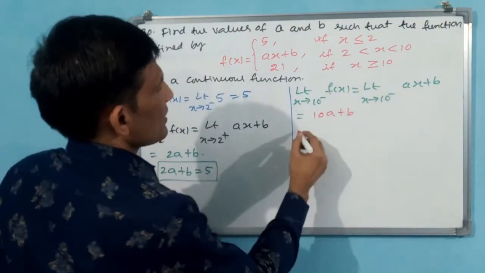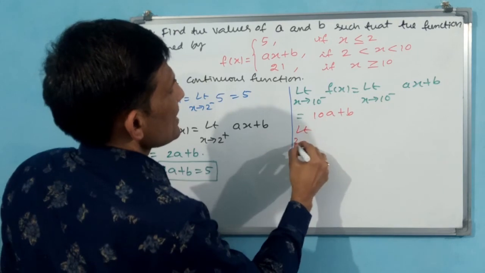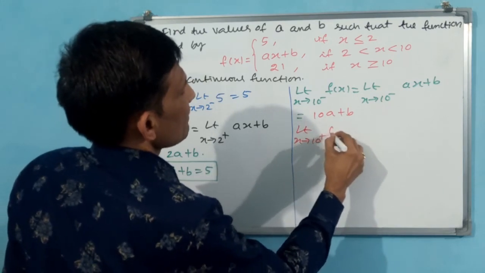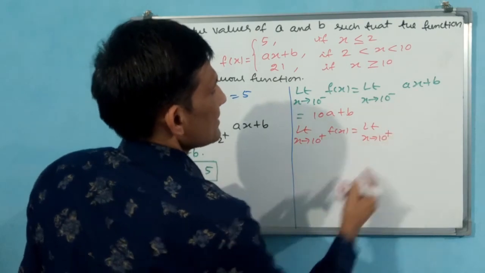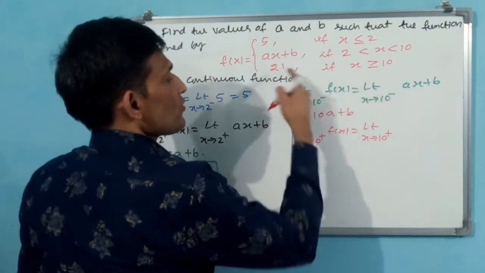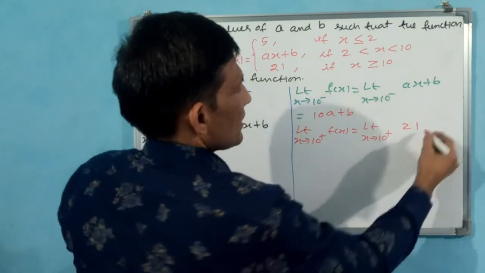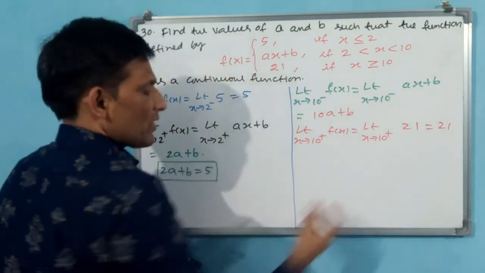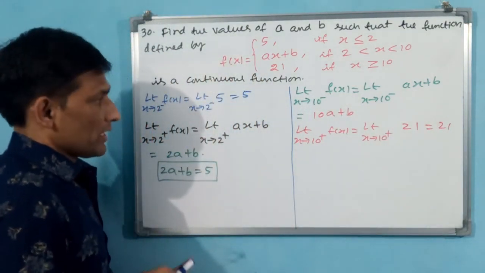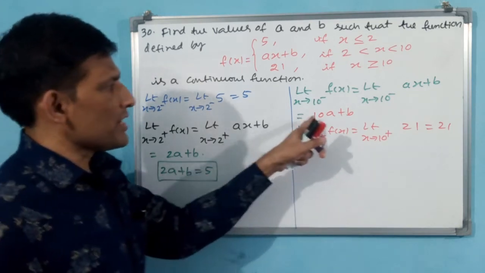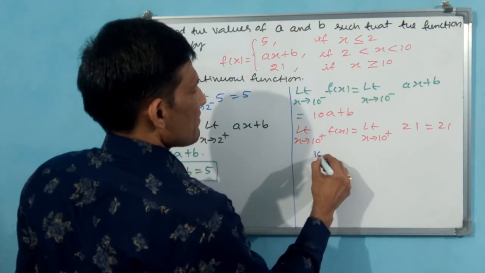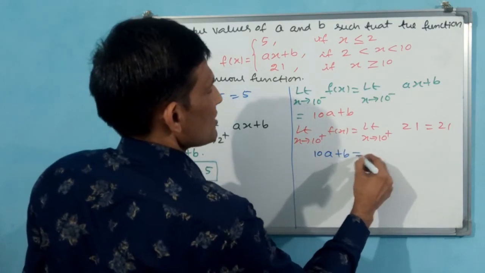The right hand limit also you proceed. Limit x tends to 10 plus f of x is equal to limit x tends to 10 plus. You see, 10 plus means greater than 10. 21. That is equal to 21. Why? Because it is the limit of a constant function. Now you see how we are going to make it. You have to equate. Left hand limit is equal to right hand limit, so 10a plus b is equal to 21.